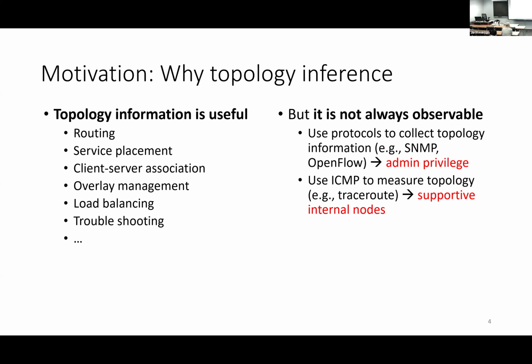Tomography takes a very, very different approach. It's essentially trying to deduce this control plane information, network routing, topology, performance state, etc., from data plane measurements. And once we get this information, we can use it as we normally would in a variety of network management functions, such as route optimization, service placement, client-server association, etc. All this can be done either at the network layer or above.